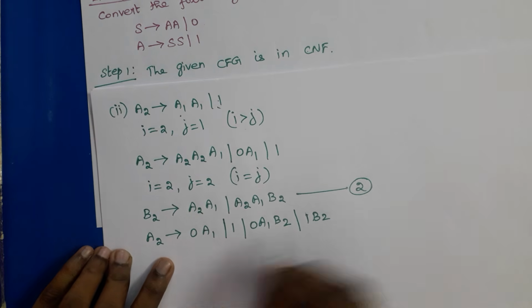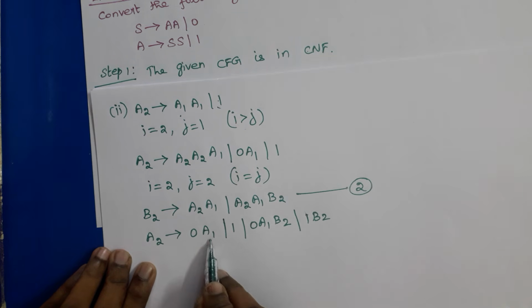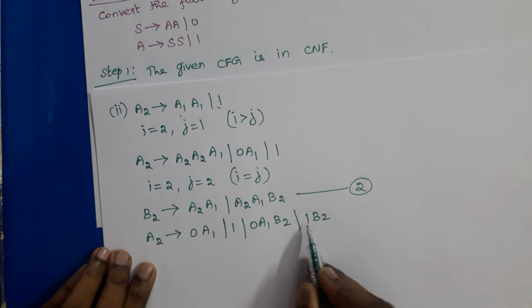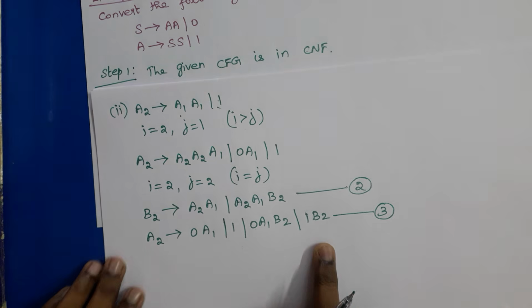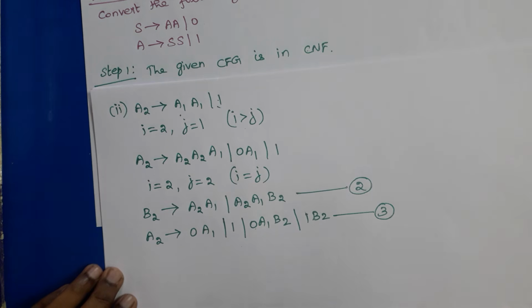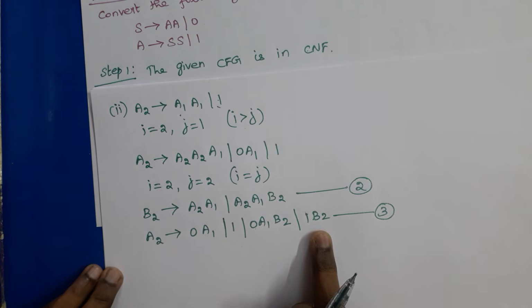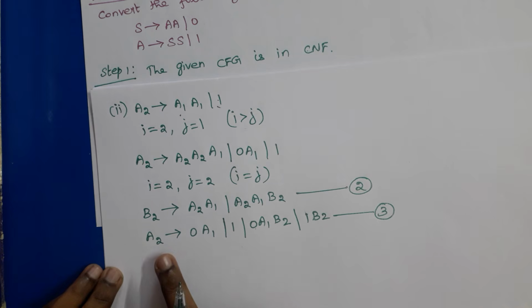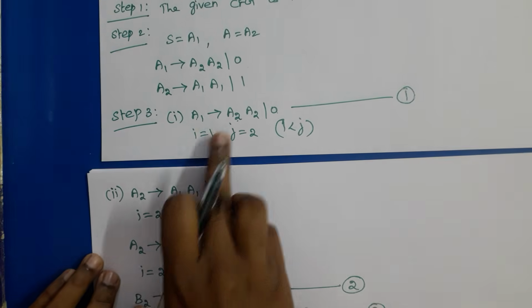So now this A2 is in the GNF format, right? A terminal followed by single non-terminal. Here terminal alone, terminal 2 non-terminals, terminal non-terminal. So this is equation number 3. So now we need to write A1, A2, B2. All the 3 symbols' productions must be in the GNF. We have got A2 in the GNF format, so we can substitute A2 in equation number 1 here.